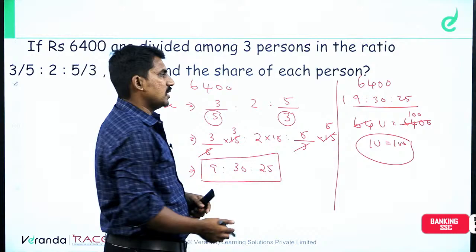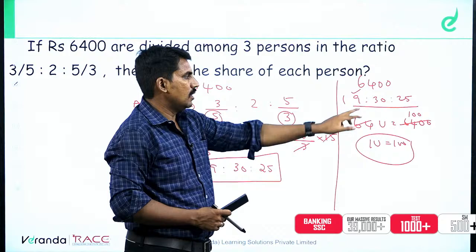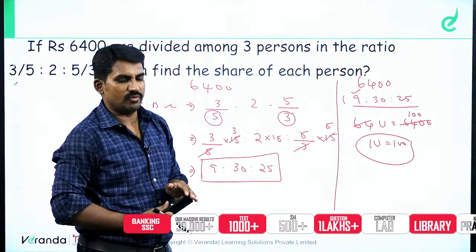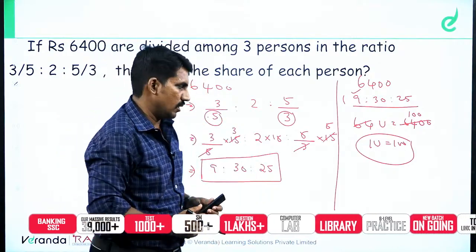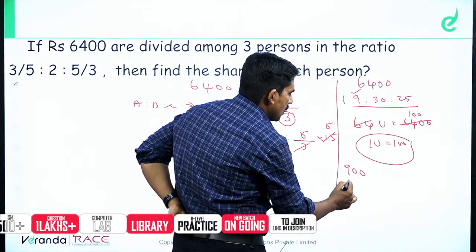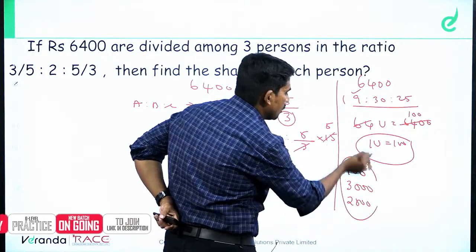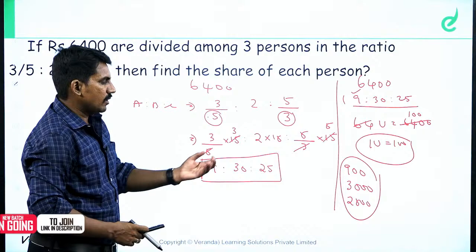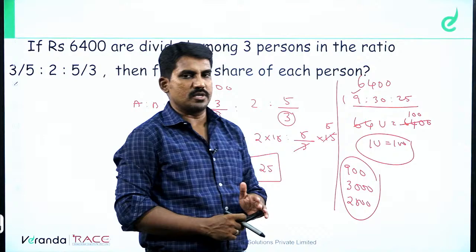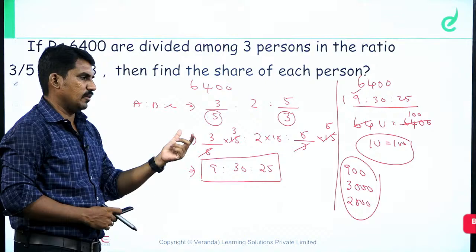Then the share of each person: this person has 9 units, 9 into 100 is 900. This person has 30, 30 into 100 is 3,000. The third person has 25, 25 into 100 is 2,500. So the share of the first person is 900, the next person 3,000, and the next person will get 2,500 respectively. Like that they will give options. Clear?